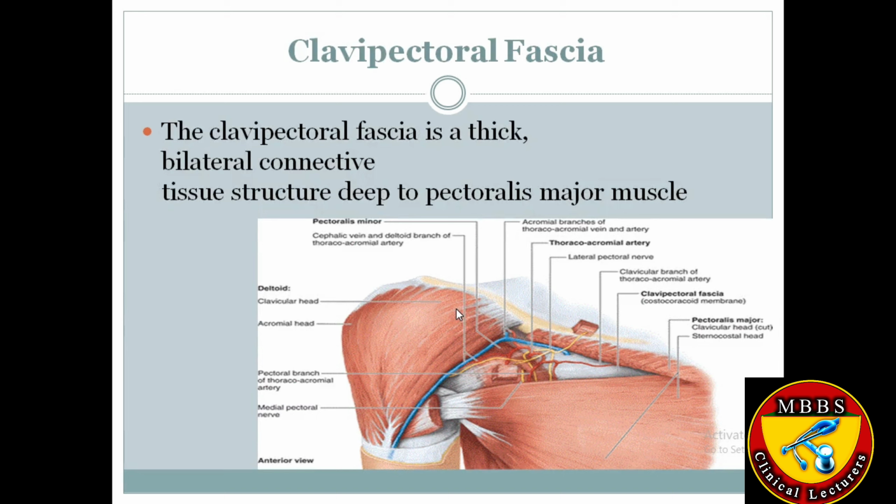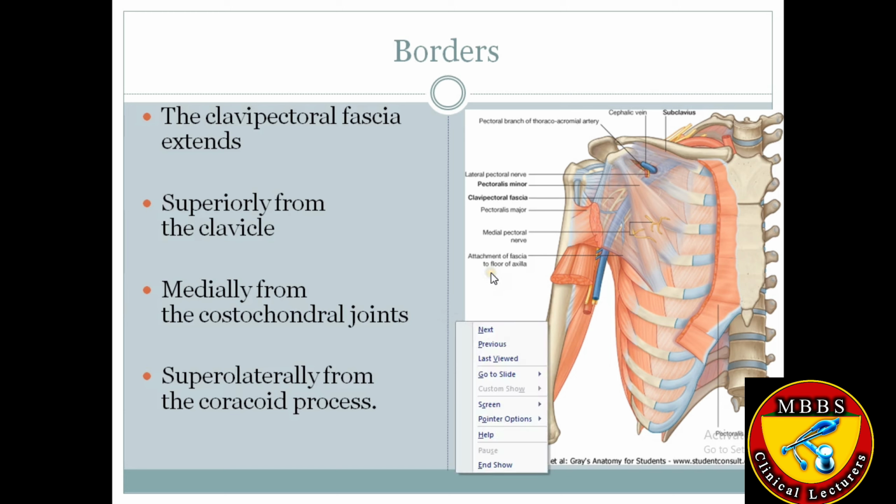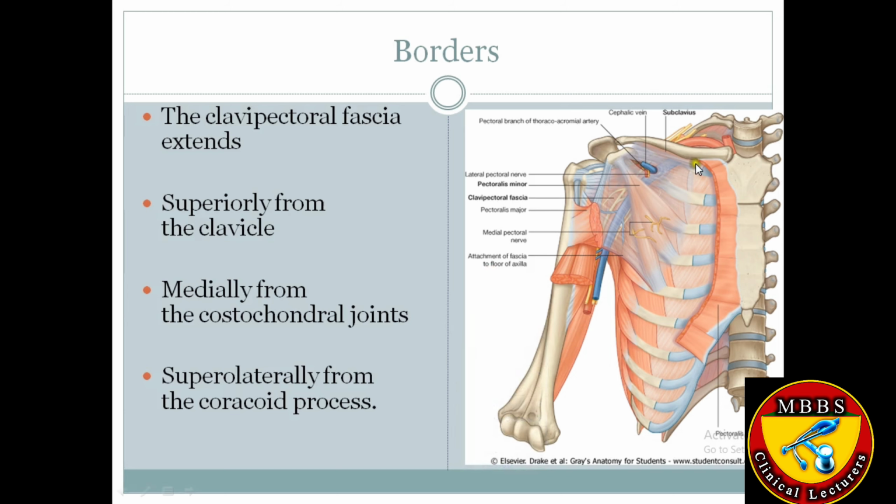Clavipectoral fascia. The clavipectoral fascia is a thick bilateral connective tissue structure deep to the pectoralis major muscle. The clavipectoral fascia extends superiorly from the clavicle, medially from the costochondral joints. What are the costochondral joints? Costochondral joints are the joints between ribs and the costal cartilage in front of the rib cage.